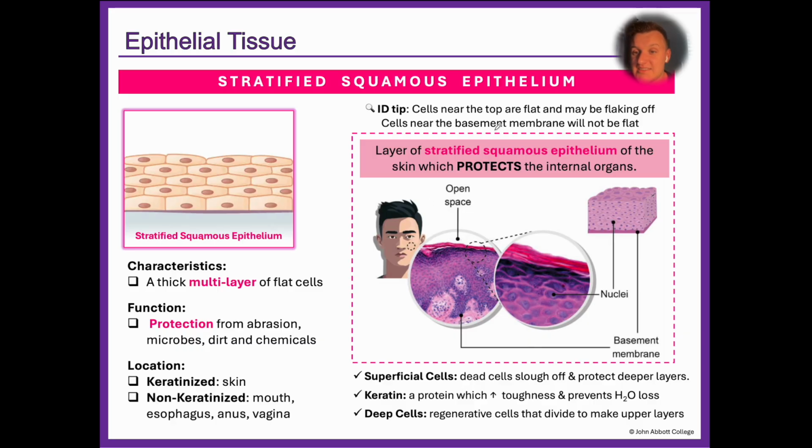Cells near the basement membrane might not be flat, right? They might be a bit more cuboidal. Don't worry about that. Just look at these top layers to know what the type is. So a layer of stratified, multi-layer. Do you see all of these purple cells are part of the epithelium? This pink at the bottom is actually the connective tissue, okay?